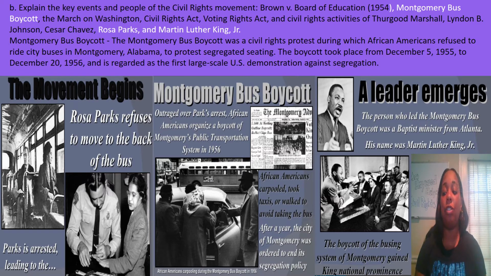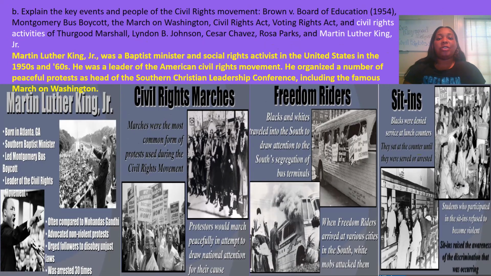A federal district court declared that segregation on buses was unconstitutional, and the Supreme Court upheld this ruling. Due to his efforts during the Montgomery bus boycott, Martin Luther King Jr. was selected by local civil rights leaders to be the face of the civil rights movement. Martin Luther King Jr. was a Baptist minister and social rights activist in the United States in the 1950s and 60s. He was a leader of the American Civil Rights Movement.